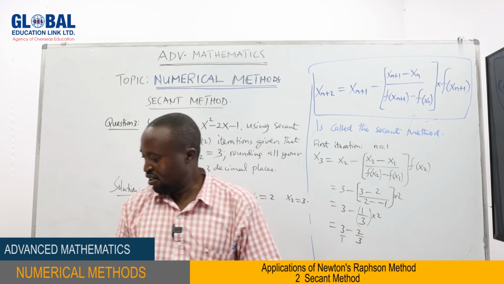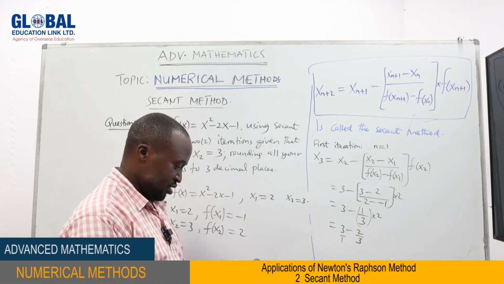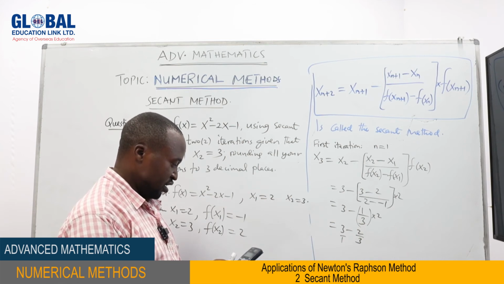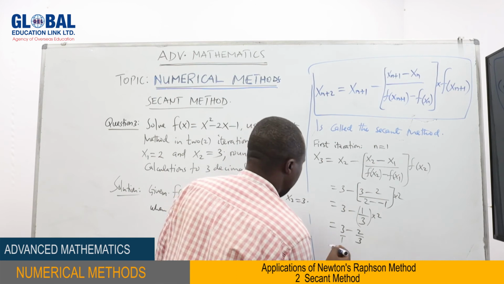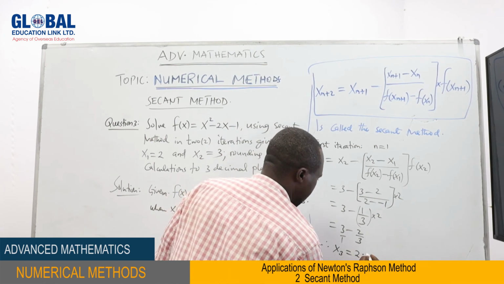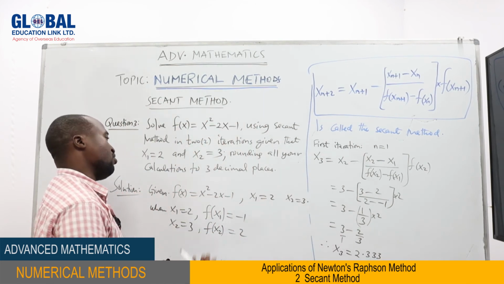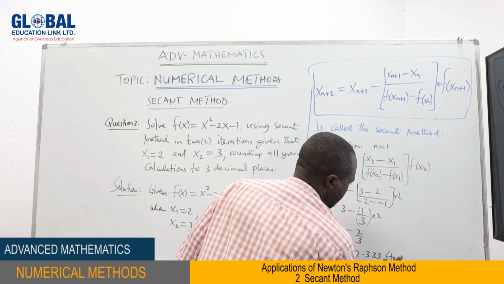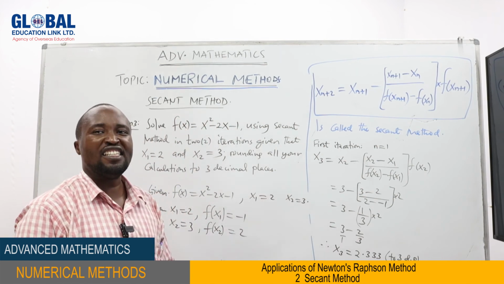So just use your calculator to find the final answer. So we have 3 minus 2 over 3. But remember, we write in decimal places. So we are going to have x3, which is equal to 2.333. So maintain the number of decimal places, that is 3 decimal places. Now that was for the first iteration.